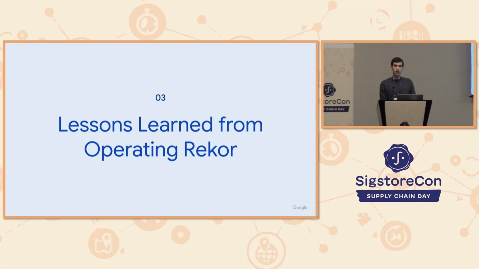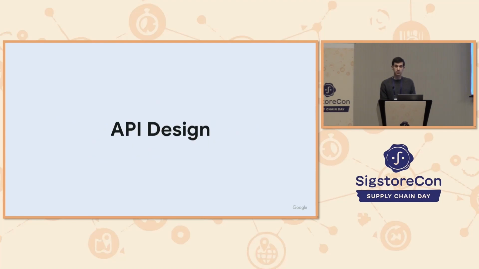So we've been running a public instance of Rekor for around 2 years now as in general availability, and there are many instances of Rekor being run in private environments as well. So we want to talk a little bit about some of the lessons that we've learned from operating Rekor, and we'll focus on 2 areas: API design and deployment learnings.